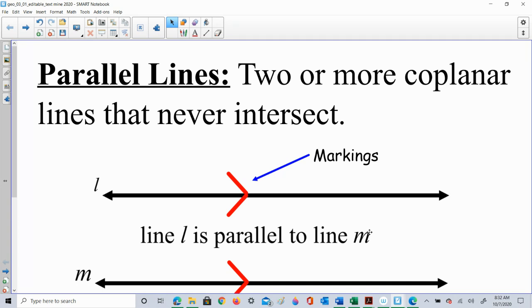First one, parallel lines. Two or more coplanar lines that never intersect. You should know what coplanar is. That was vocab from the last section. So parallel lines will never intersect each other. They are marked. Everything we do in geometry gets marked, right? So we have markings right here.